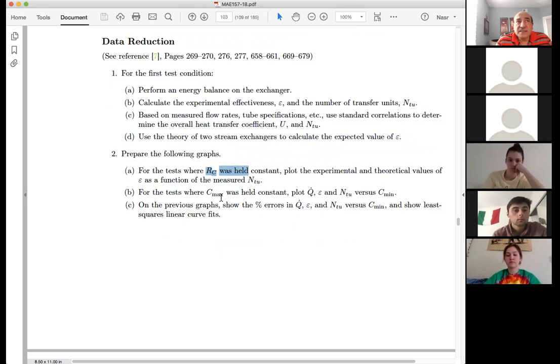And then for the other tests that we did, when Cmax was held constant, we varied Cmin, which is the hot flow rate. So we vary this. And we wanted to plot Q dot, the heat transferred between the cold and hot stream, epsilon, that's the effectiveness, and NTU also, and we want to plot these three as a function of Cmin. Cmin is m dot C sub P, so it is like the mass flow rate of the hot stream.